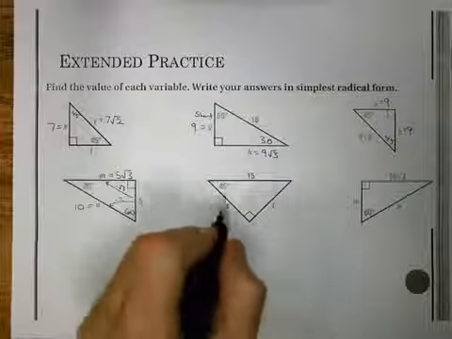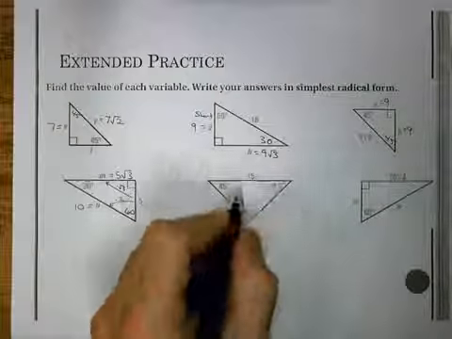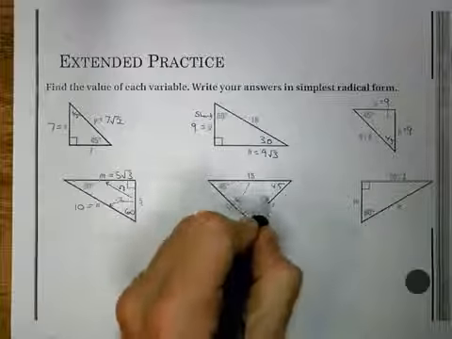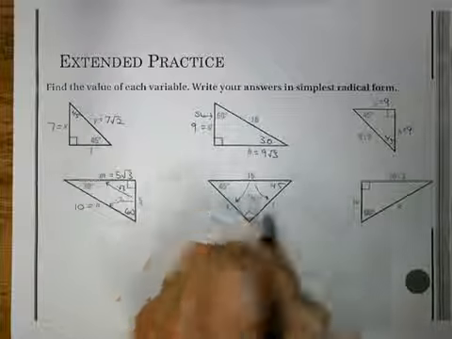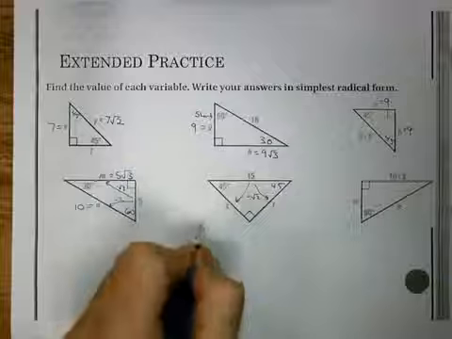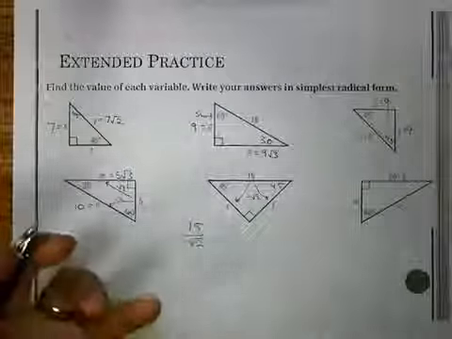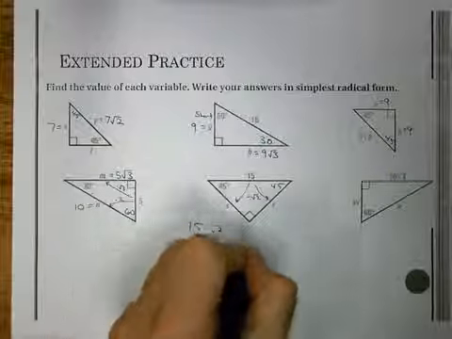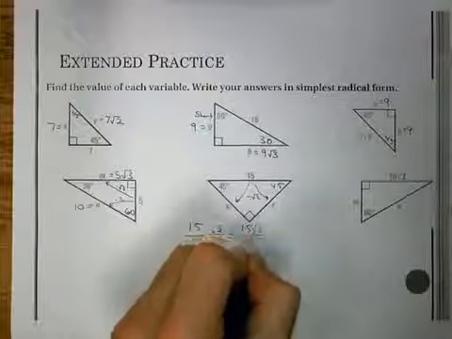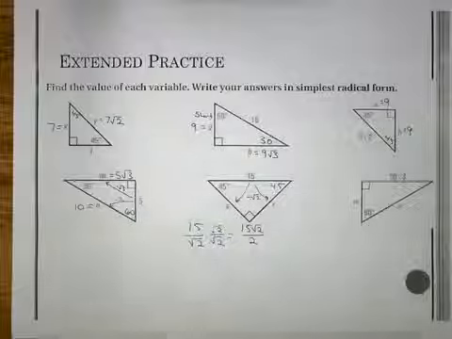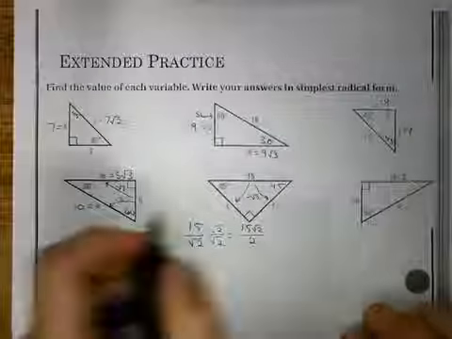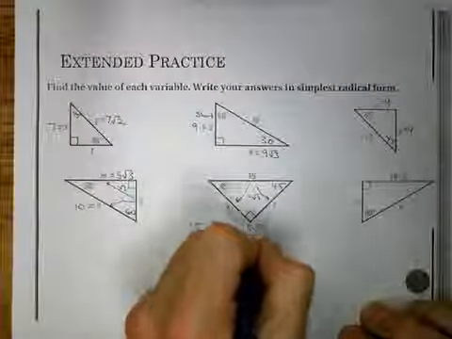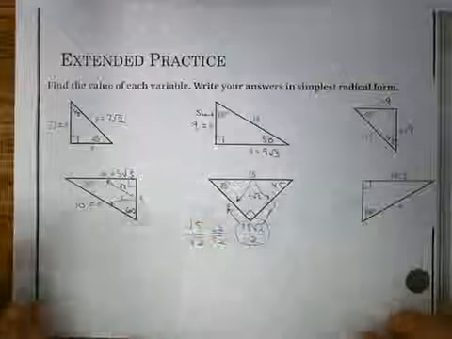Next one, 45, 45, 90. My hypotenuse to my leg, I have to divide by root 2. Well, 15 over root 2, I have to simplify. So I do times root 2 over root 2. That becomes 15 root 2 over 2. I can't simplify it. 15 is not divisible by 2, so we're just going to leave s and t as 15 root 2 over 2.